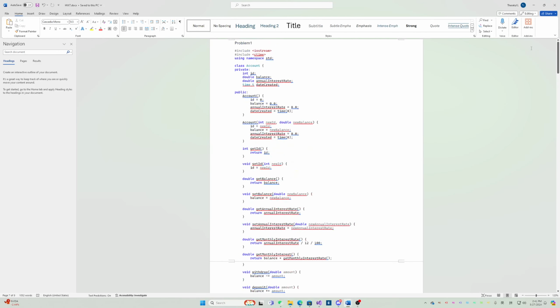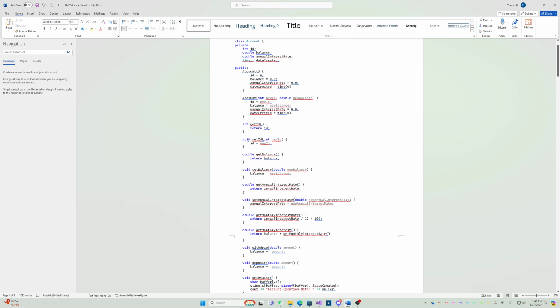Here is homework 7. First, the question asks to get the monthly interest rate. To get the monthly interest, first we set up the constructor. Is this a constructor for account? This one is the constructor with no parameter. This one is with the parameter, and these are the functions that the question asks for.